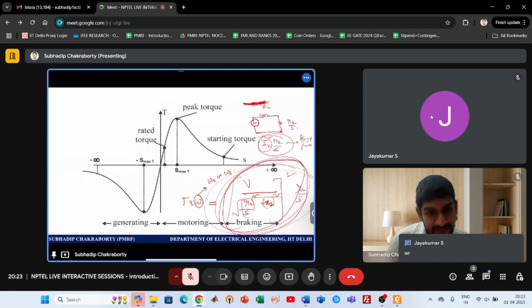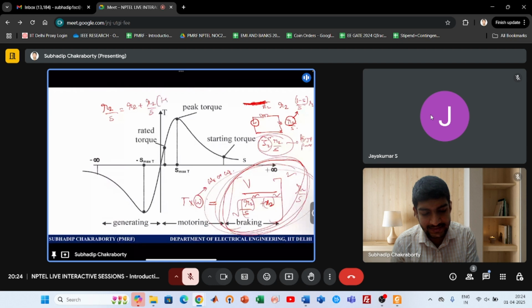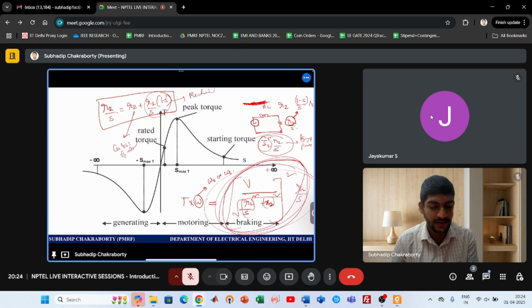This will not be omega R. If it was omega R, I needed to split this R2 by S into R2 plus R2 by S into 1 minus S. I can write it like this. So this part goes into copper loss of the rotor, and this part goes into mechanical power conversion. But I did not take this part, the R2 by S into 1 minus S factor. I took here R2 by S.